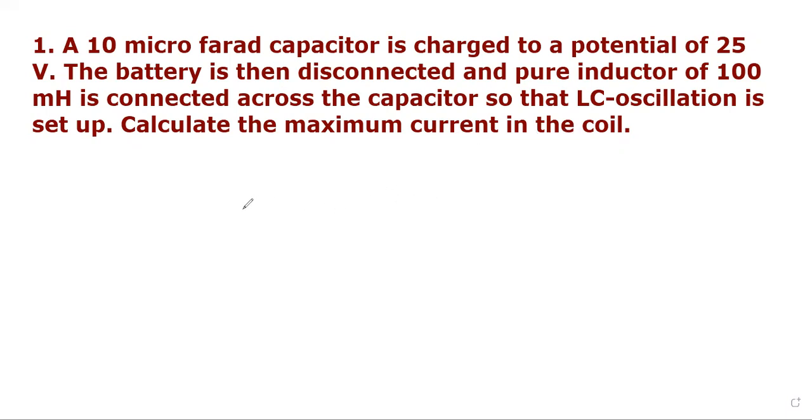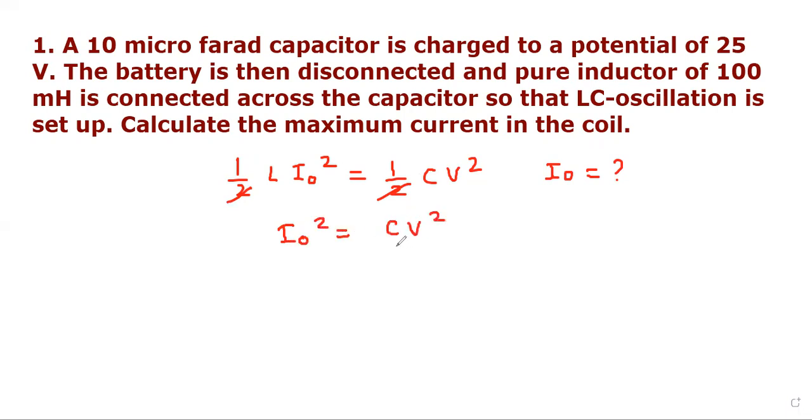So here we can say the energy stored in the inductor must be equal to the energy stored in the capacitor. So 1 by 2 L I0 square must be equal to half CV square. Our concern is to find out I0. I0 square equal to CV square divided by L, or I0 equal to V times root of C upon L.